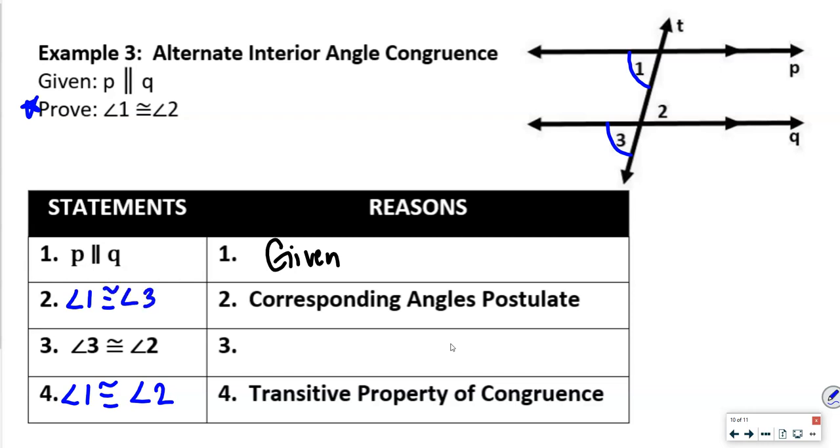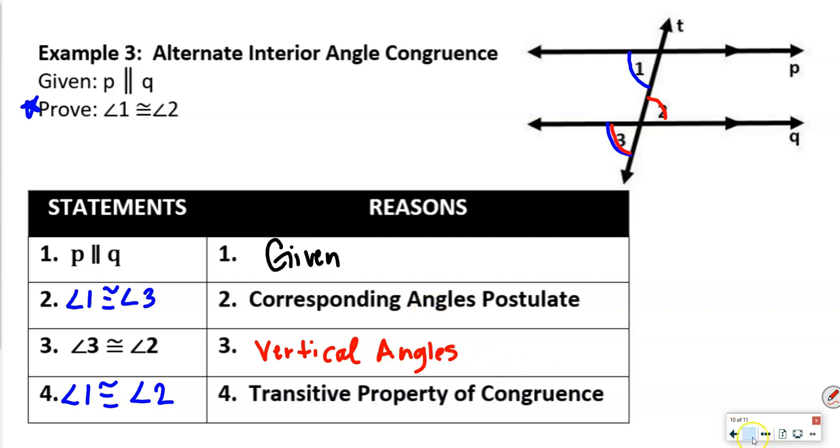Okay? So once again, now we're going to look at this next statement. Why is angle 3 congruent with angle 2? We just did this one in the previous proof. So why were those two angles that are opposite each other and form V's congruent to each other? Because they are vertical angles, right? Okay?